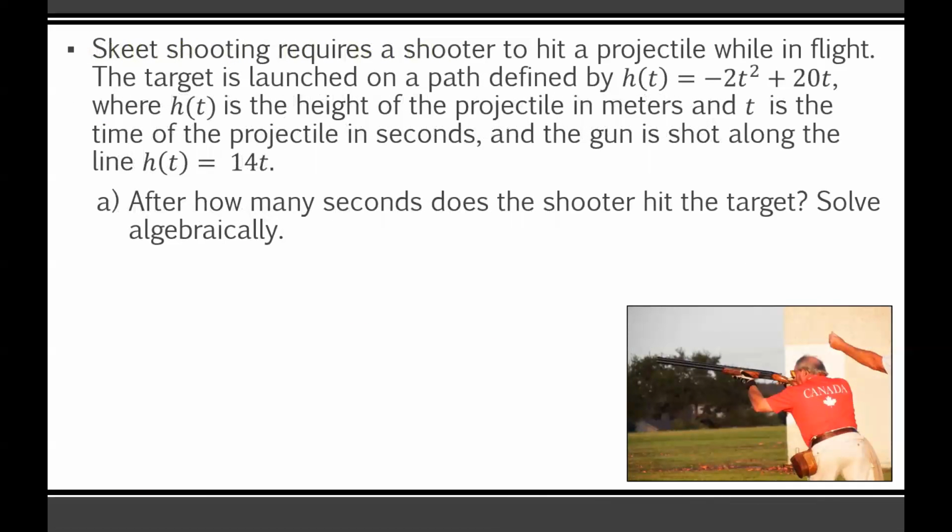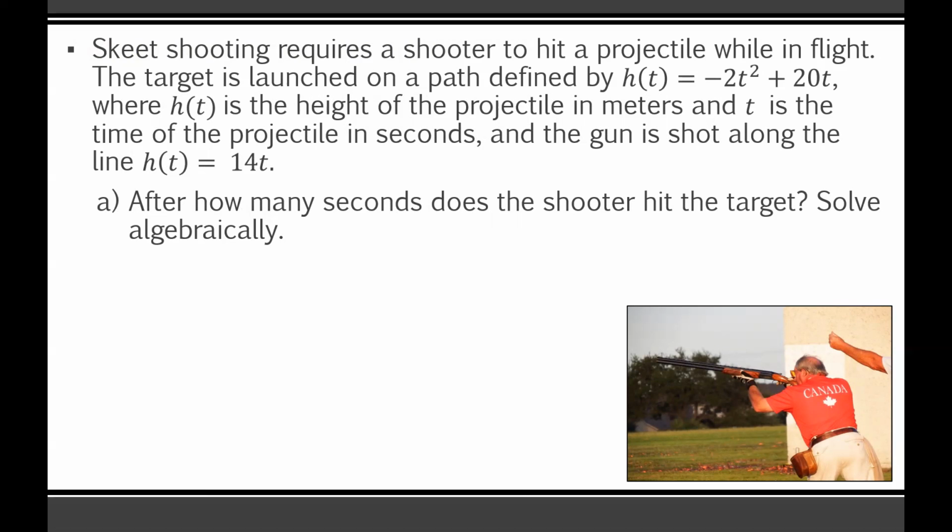All right, so here's an actual word problem that we're going to deal with. These are a lot more common than the other questions because, of course, solving a context is actually what's important in all this. Skeet shooting requires a shooter to hit a projectile while in flight. The target is launched on a path defined by h of t, so height as a function of time, equals -2t squared plus 20t, where h of t is the height of the projectile in meters and t is the time of the projectile in seconds.